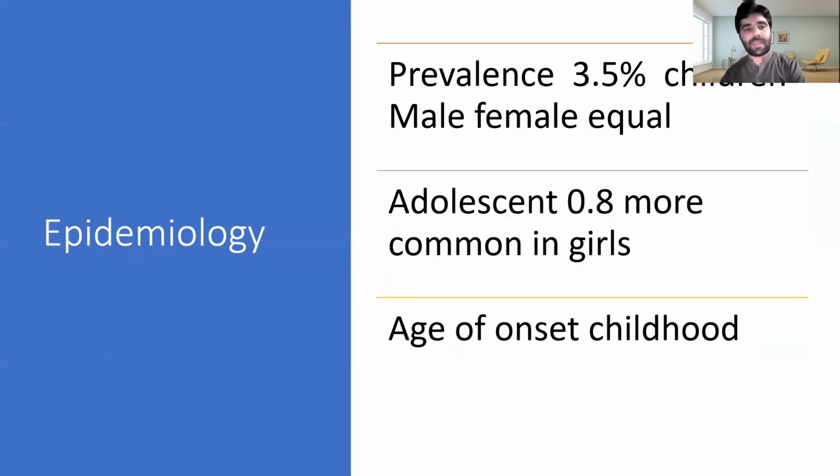Separation anxiety is more common in young children, that is 3.5%, equal in male and female, but in adolescents separation anxiety decreases, that is less than 1%, and is more common in girls. The age of onset is young childhood.